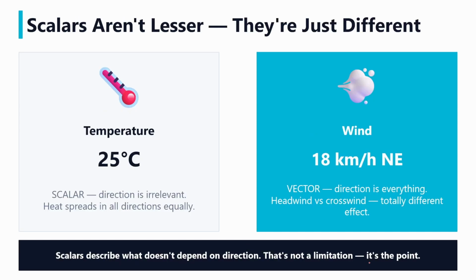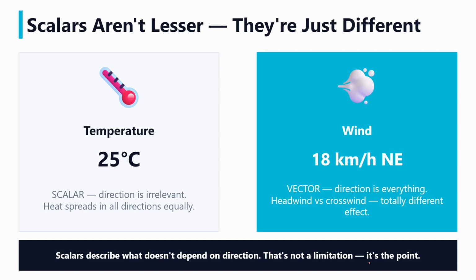Before Priya set off this morning, she checked the weather. Two pieces of information caught her eye: temperature, which is 25 degrees Celsius, and wind, 18 kilometers per hour northeast. Now, here's the question: why do we care about the direction of the wind, but we never say 25 degrees northward or 25 degrees southward?